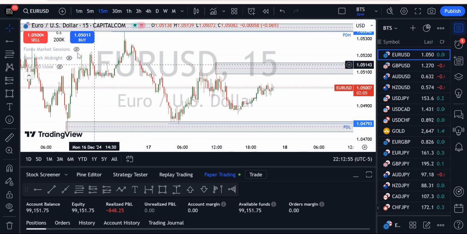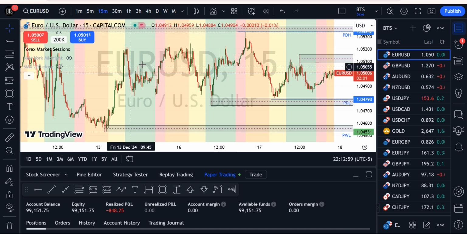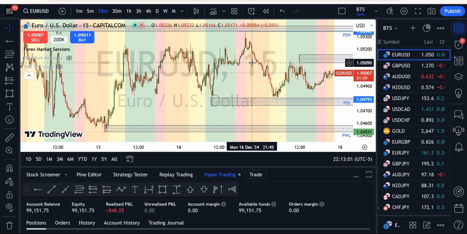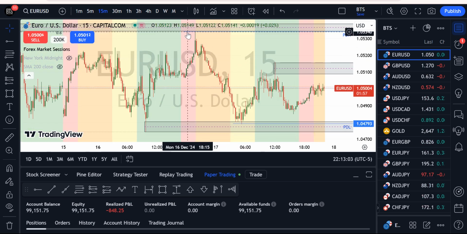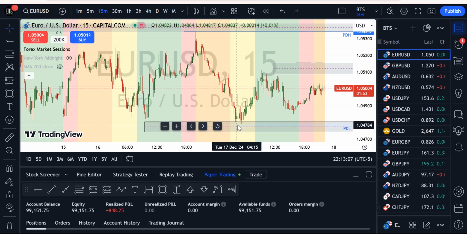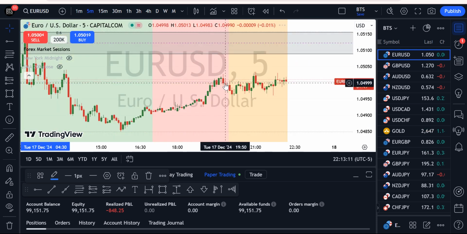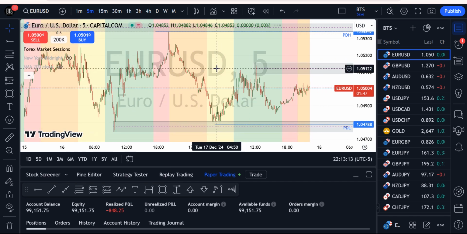Currently, as we can see on price on Euro USD, we are currently in a range. We have previous day's high here and we have previous day's low. So I'll be looking out for this level. I actually trade on the 5 minutes mostly.